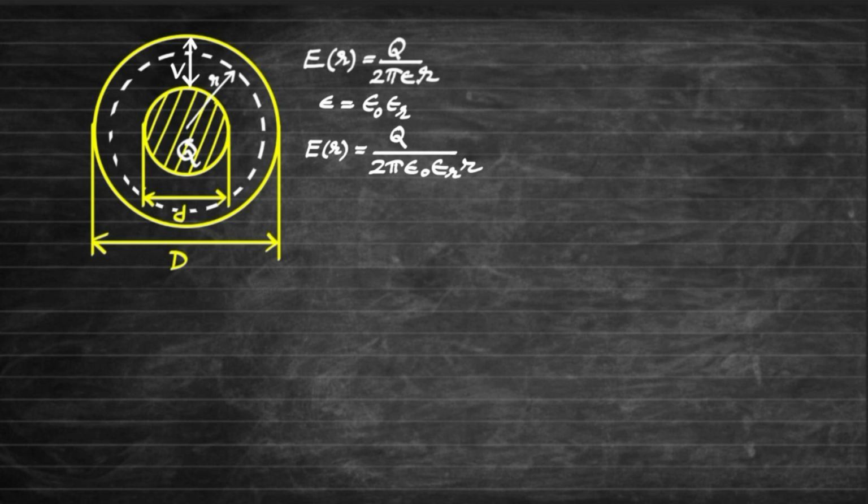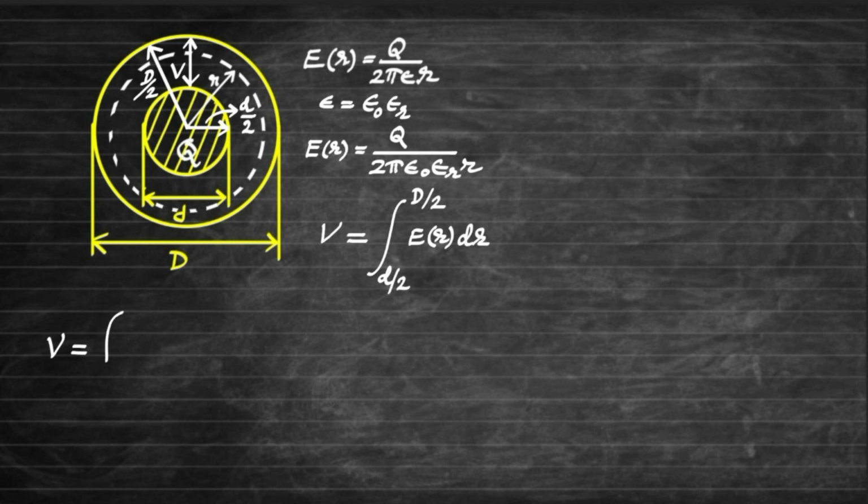The limits of integration will be from d by 2, which is the radius of the inner conductor, to capital D by 2, which is the inner radius of the outer conductor. Therefore, we can write V equals integration from small d by 2 to capital D by 2 of E of r into dr. Now, substituting the expression of E of r, we obtain V equals integration from small d by 2 to capital D by 2 of q divided by 2 pi epsilon 0 epsilon r into dr.